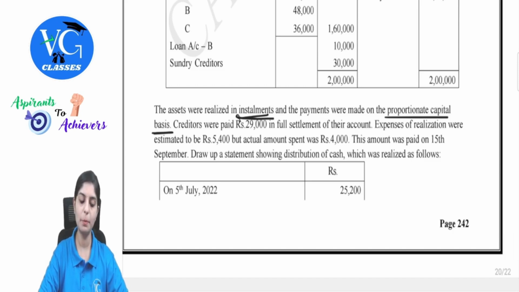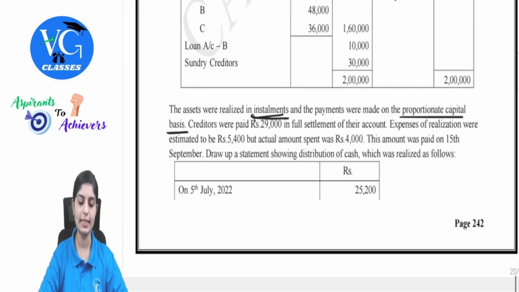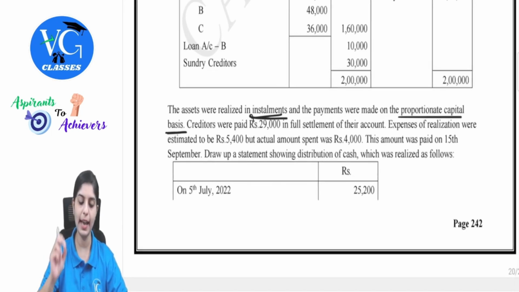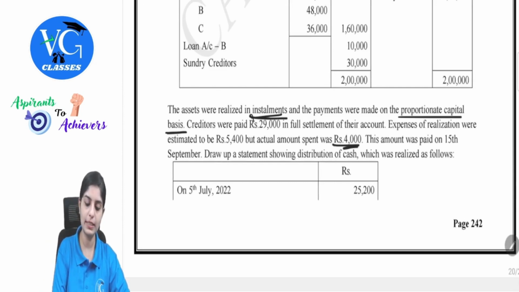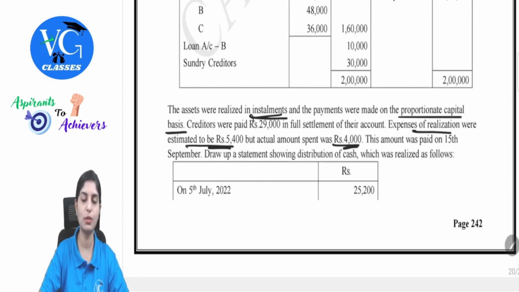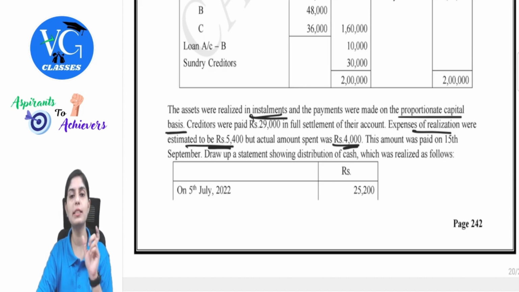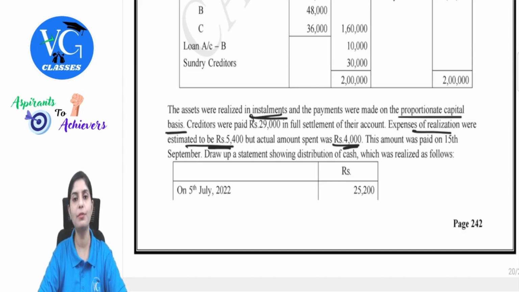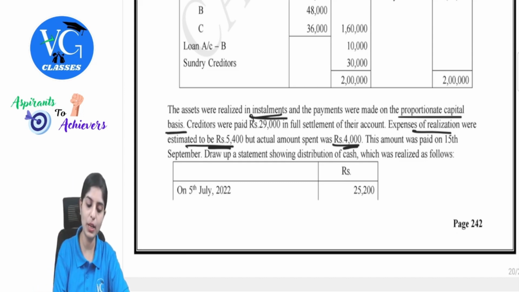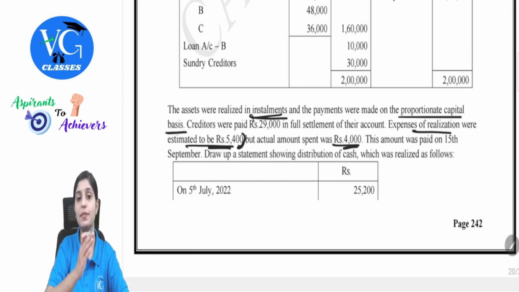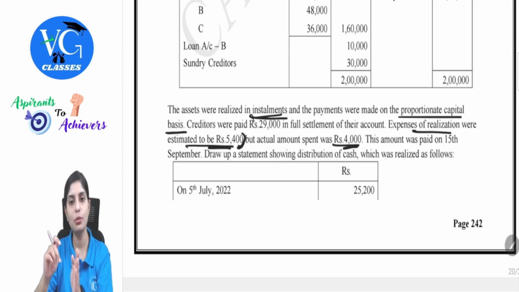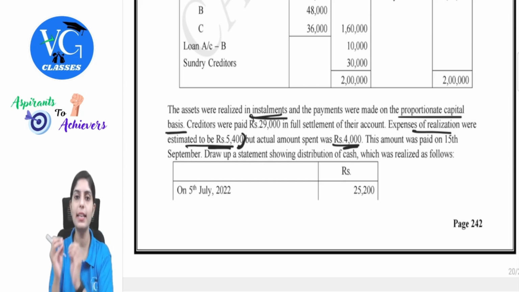Creditors were paid 29,000 in full settlement of their account. Expenses of realization were estimated to be 5,400, but actual amount spent was 4,000. So this expense of realization estimated to be 5,400 is what you had already started with, while distributing the realized amount with respect to the payments which need to be made. But at the end, after they completed the process, they understood that realization expenses was only 4,000. So understand one impact here. Whatever they estimated would have been set aside before. So there is a saving of 1,400 which gets added back to the assets realized value.